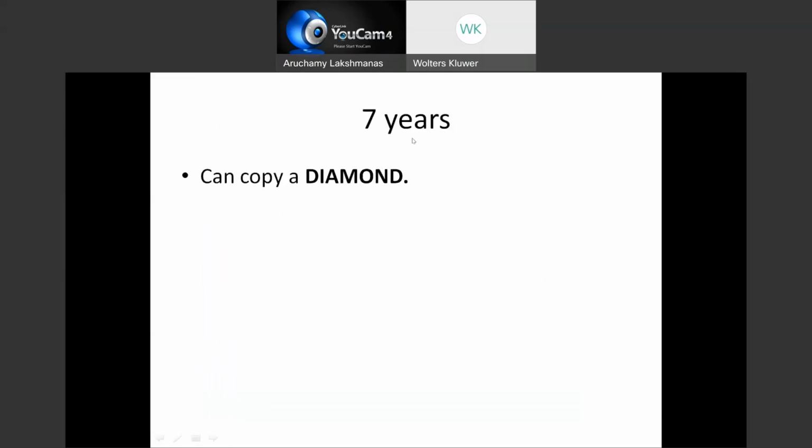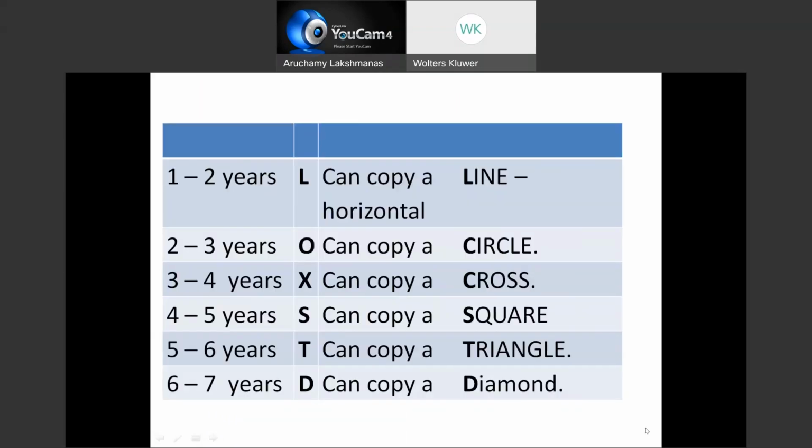Then, as I told you, 7 years, it can copy a diamond. 8 years, double-lined cross. And by 9 years, it can copy cylinders. 10 years, it can copy a cube. As I already told you, logs STD. Put as logs STD 1, 2, 3, 4, 5, 6. You put 1 to 2, 2 to 3, 3 to 4, 4 to 5, 5 to 6 lines.